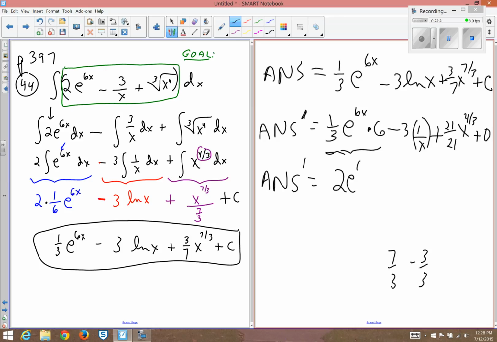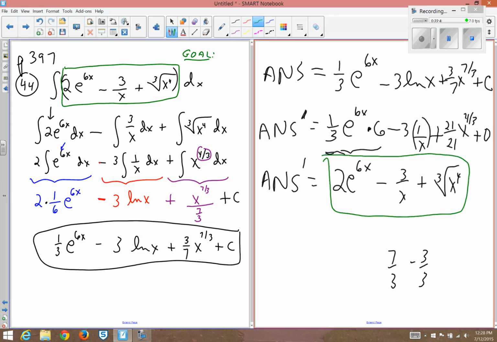Bring down that e to the 6x. Then we have minus 3 times 1 over x. It is 3 over x. And then we have plus 21 over 21. That's 1. X to the 4/3 can be written as the cube root of x to the 4th. And then add nothing to that. Please notice this is exactly the original integrand up here in the green box. So we call this the check. We found the function right here in the black box whose derivative is what's in the green box over here to the right. That's the check.